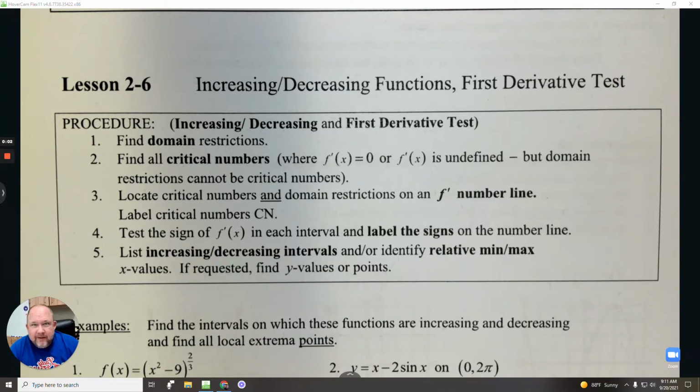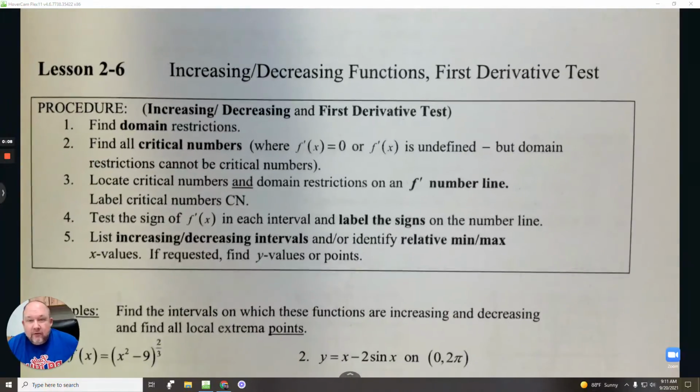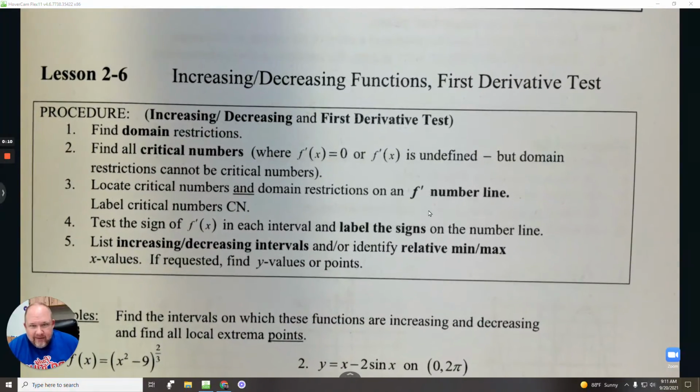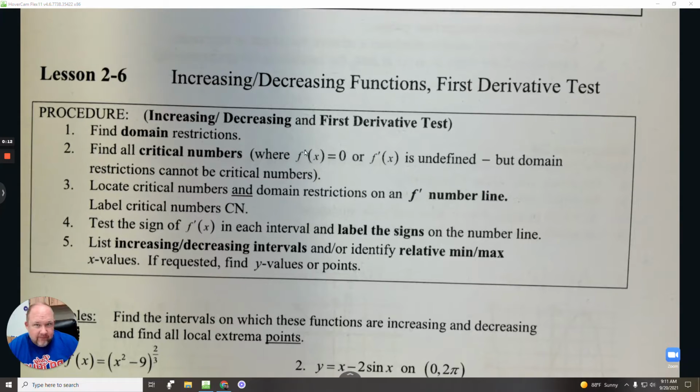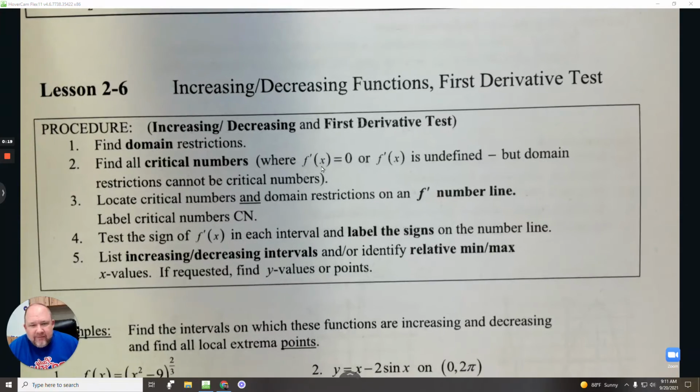Lesson 2.6, increasing, decreasing functions, first derivative test. Today's lesson, we're going to learn to find where a function's increasing and decreasing, and by doing so, we're also going to find relative maximums and minimums without using a graphing calculator.